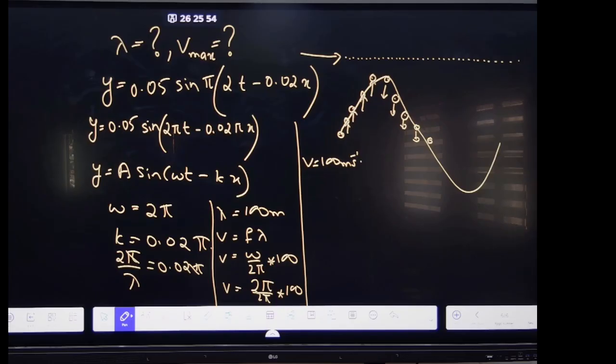Option number 1, 200 meter per second. Option number 2, 100 meter per second. Option number 3, 0.1 meter per second. Option number 4, 10 meter per second. Yes. What was the answer?